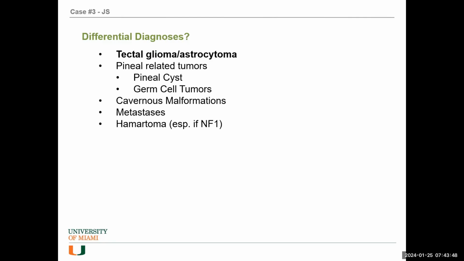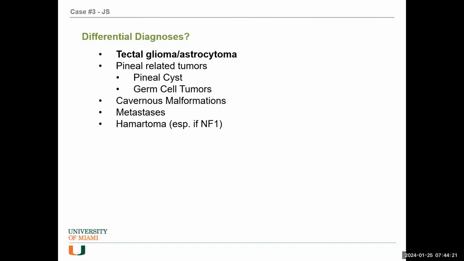Gotcha. Yep. So essentially, tectal glioma astrocytoma is the most likely thing it's going to be, right? Given its location, and it is not contrast enhancing. I didn't give you that image, but it is not enhancing. This is just to complete the entire differential. You can consider any of these pineal related tumors in that region, but we know it's not. It's clearly coming from the tectum. Cavernous malformation, possible. This guy has a history of cavernomas in the past, but again, GRE was negative. Next, the guy is young. You can also consider hamartomas, especially if the patients have NF1. But again, this is likely a tectal glioma astrocytoma.